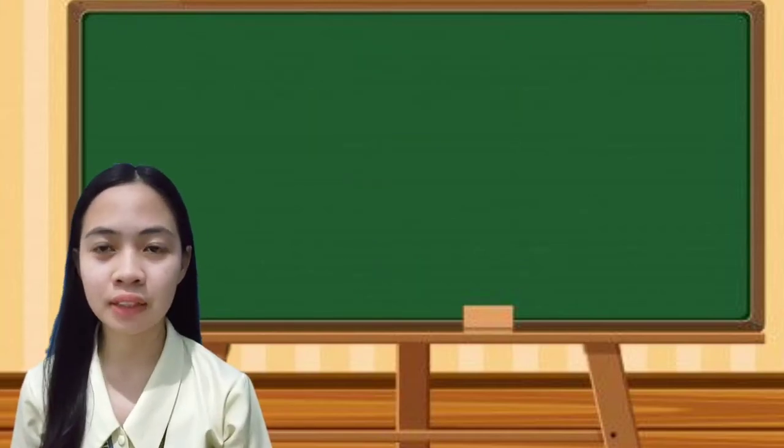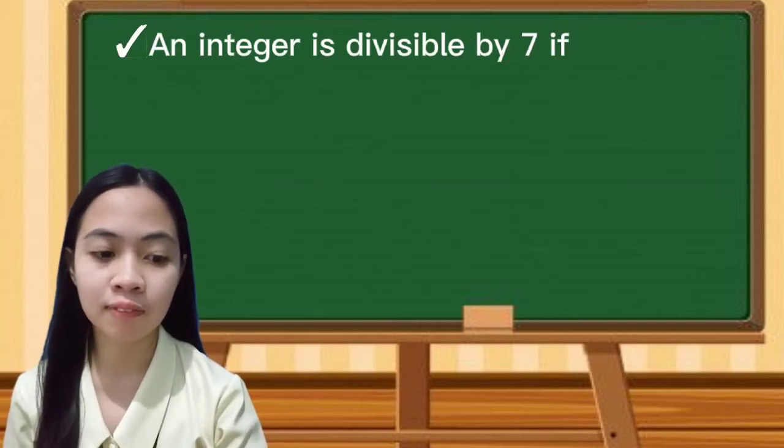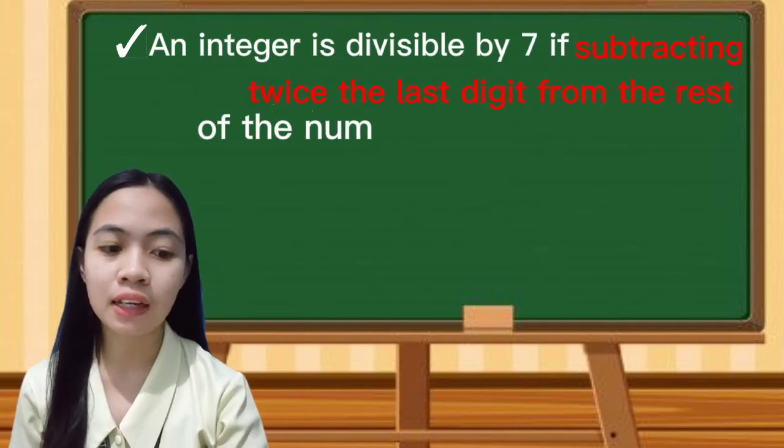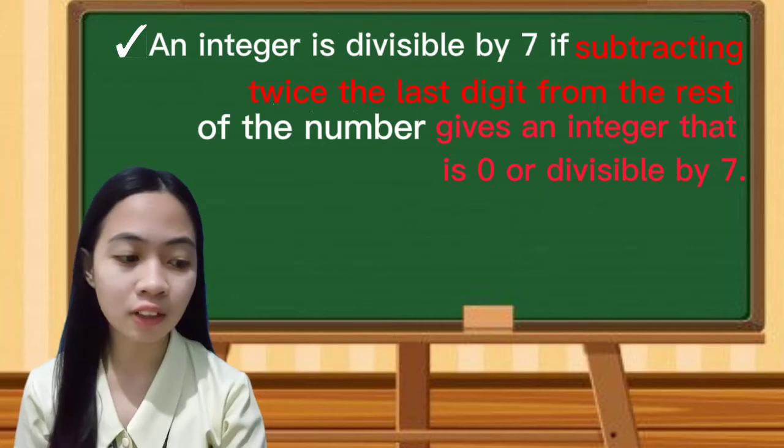Now is the divisibility rule of number 7. An integer is divisible by 7 if subtracting twice the last digit from the rest of the number gives an integer that is divisible by 7 or 0.